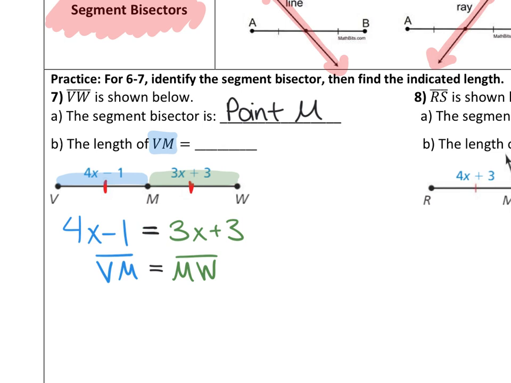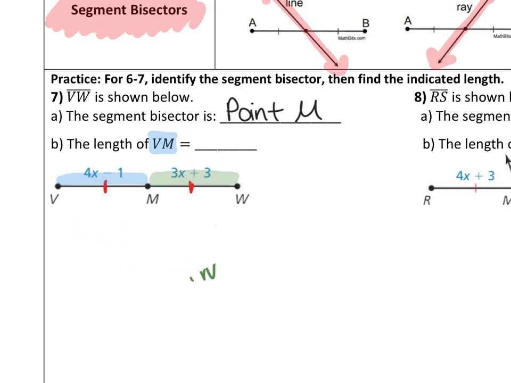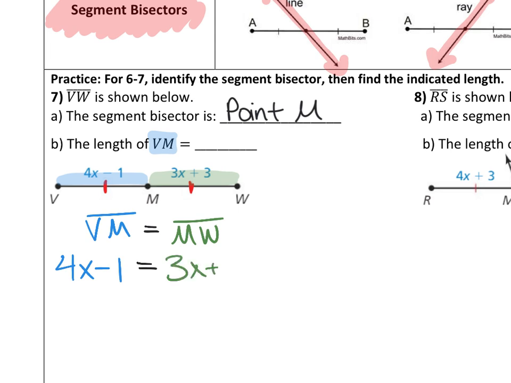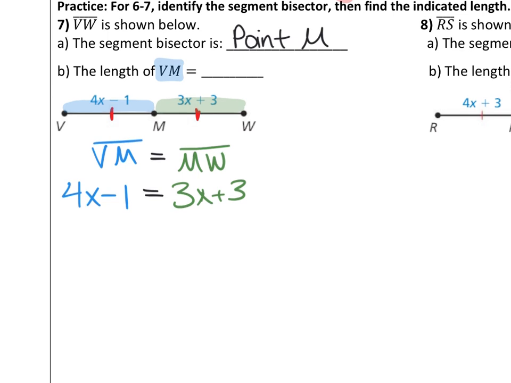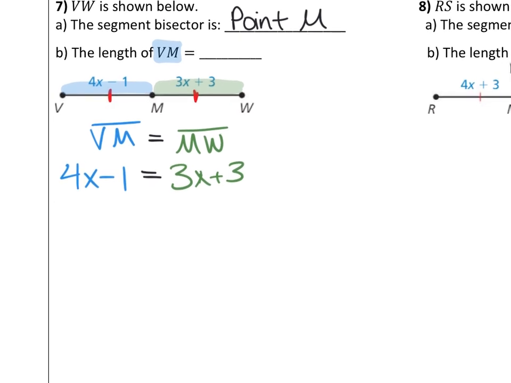Okay, if we wanted to solve this equation for x, I know I kind of wrote them out of order. In fact, don't erase yours. I'm going to rewrite mine in the correct order just so that the notes look nice. VM equal to MW, and we had 4x minus 1 equal to 3x plus 3. How would we start solving for x? We practiced this when we went over some homework questions today. What would I do to solve for x?